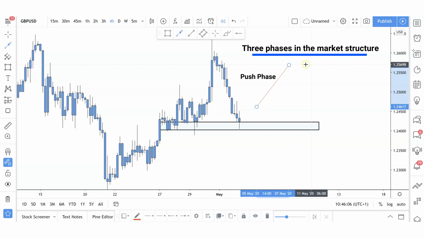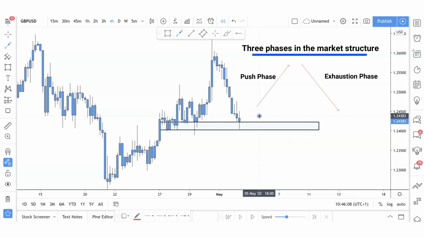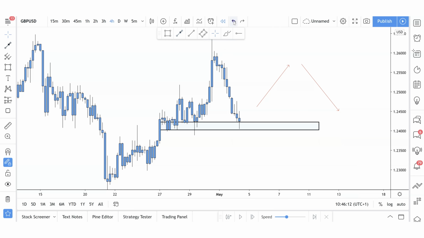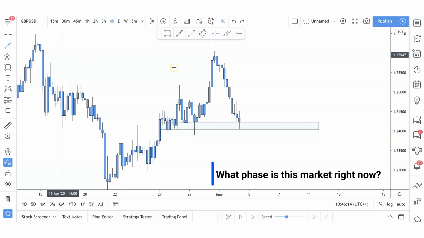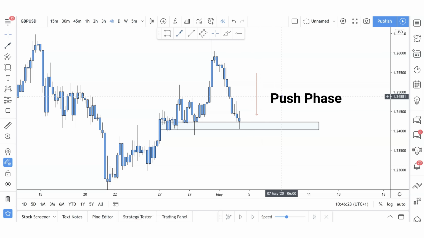There's a push phase, there's an exhaustion phase, and then there's a phase where the market just does nothing and moves sideways. So if we look at this example, what phase is this market right now? This current structure and how the market's moving to the downside. For those that said push phase, very well done.